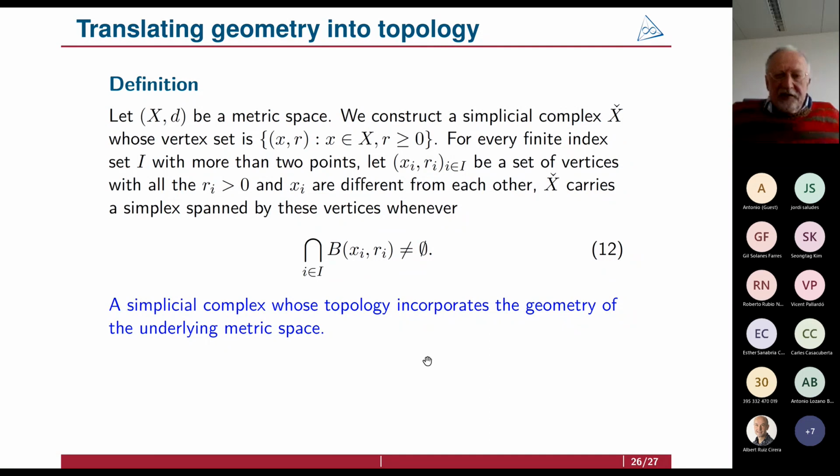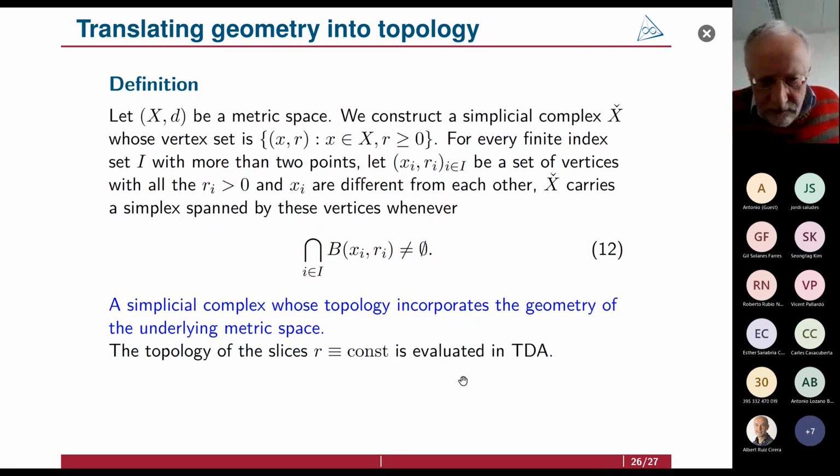So in particular, it generalizes the concept of the Gromov products here. And so this is a simplicial complex that we propose as a model for topologizing the geometry of a metric space. And of course, if we take the radii to be constant, then we are back to topological data analysis. So we can look at all the slices with constant r, and then we are in topological data analysis.